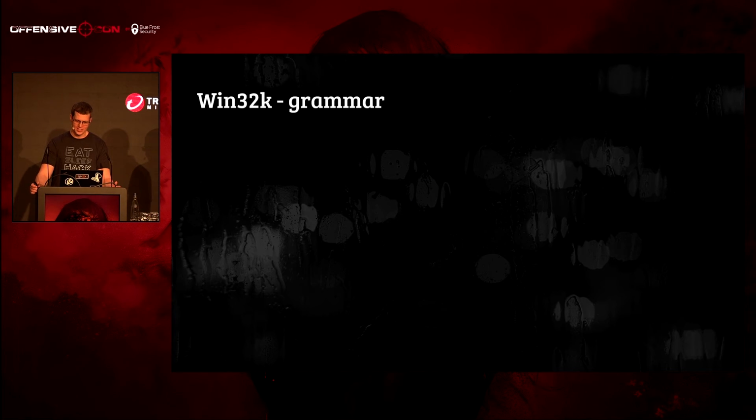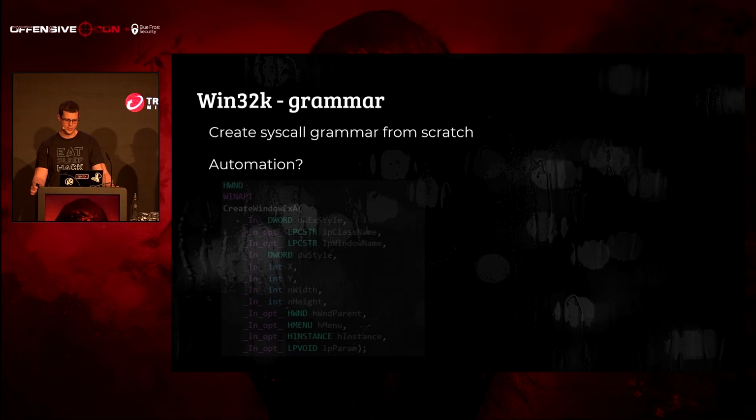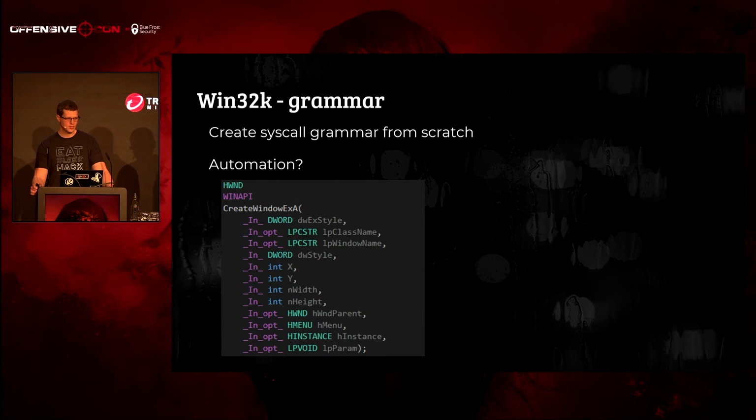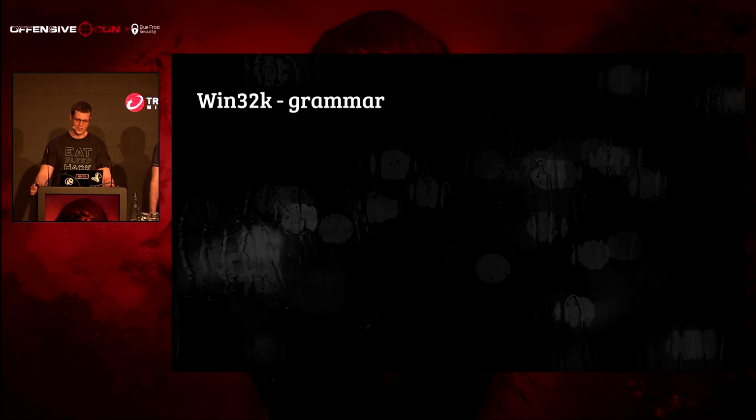So what we decided to do next is to create a full grammar for Win32K from scratch, which is a pain. Our first thought was, let's automate this, but we had a few obstacles. The first one is that Windows headers do not convey enough semantic information to generate quality grammars from them. And the second thing is that there are undocumented Windows APIs, so we had to do more work.